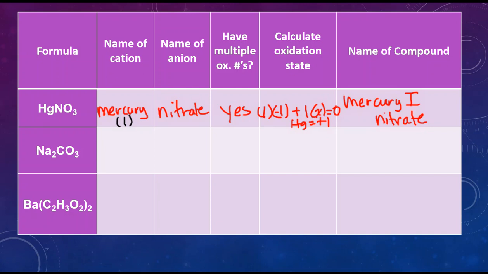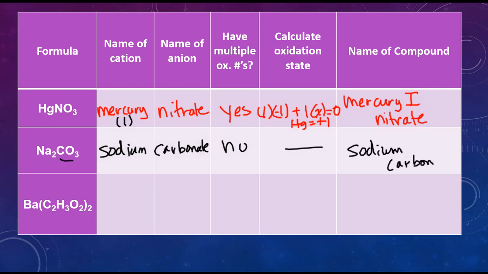This one right here, check your answers. This is going to be sodium. Is sodium a multiple oxidation metal? No, it's not. Good. What is CO3? Carbonate. So that's easy enough. All you have to do is pair those together. Sodium carbonate is our final answer for that one. All right.